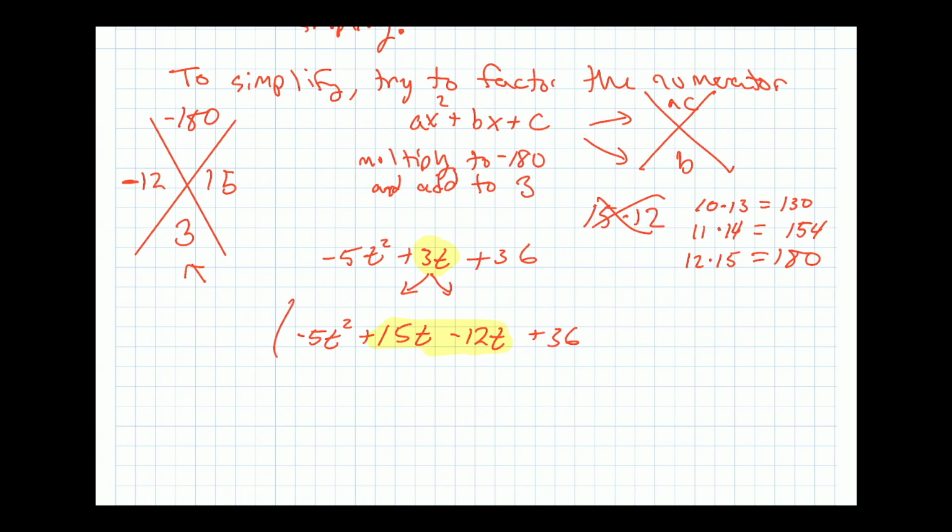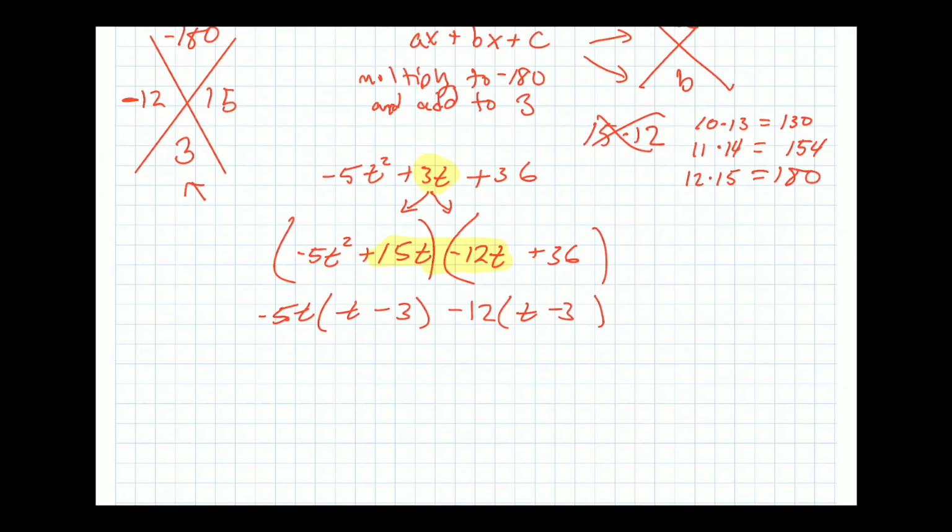Then you group the first two terms and the second two terms, and you factor out what you can. So on the first two, you can factor out negative 5t, and you'll be left with t minus 3. And on the second one, you can factor out a minus 12, and you'll be left with t minus 3. And then there you can factor out a t minus 3, and you'll be left with negative 5t minus 12. Okay? So that's it.